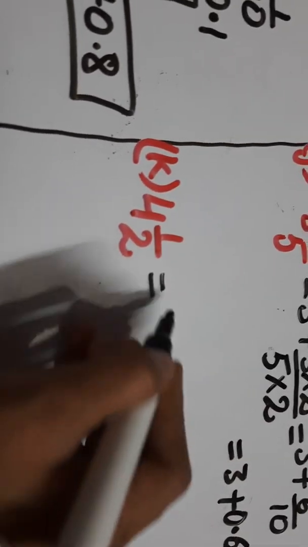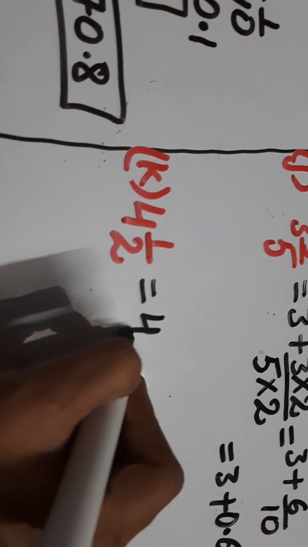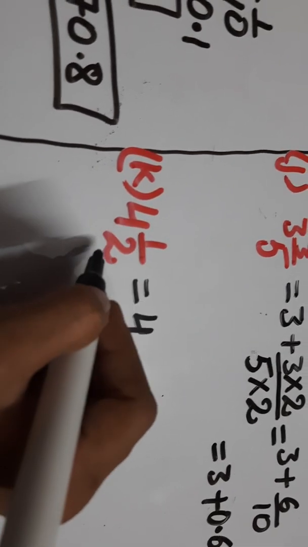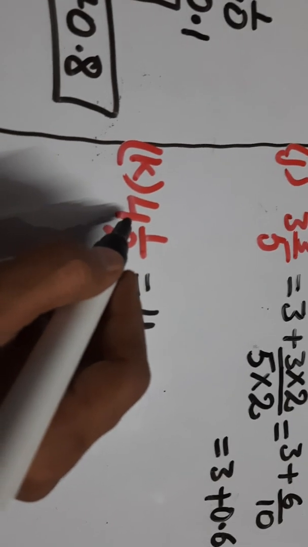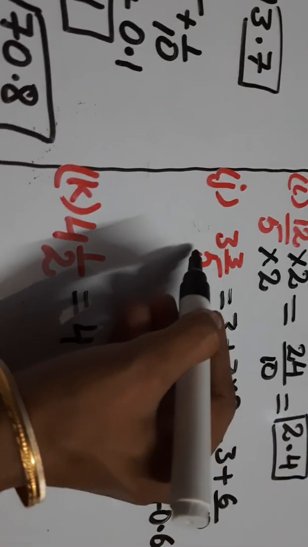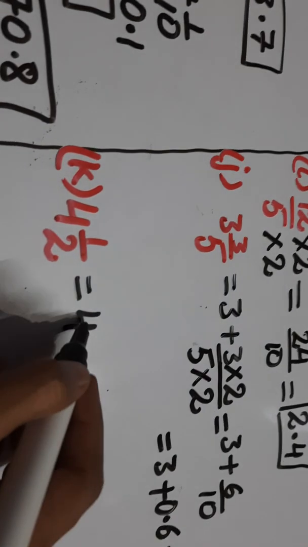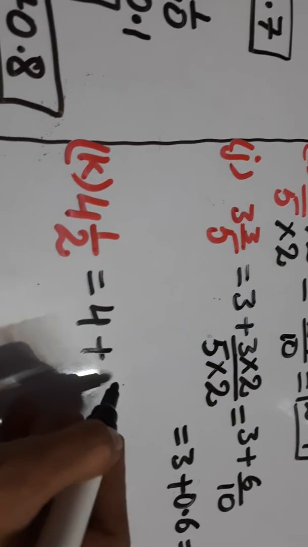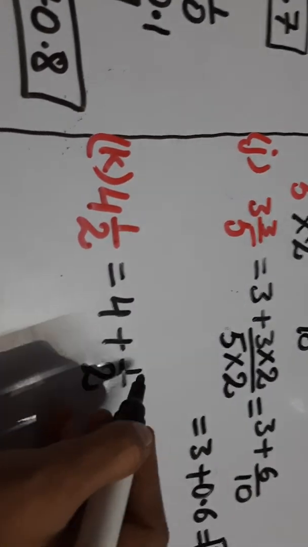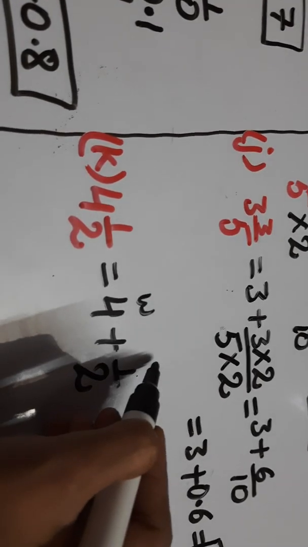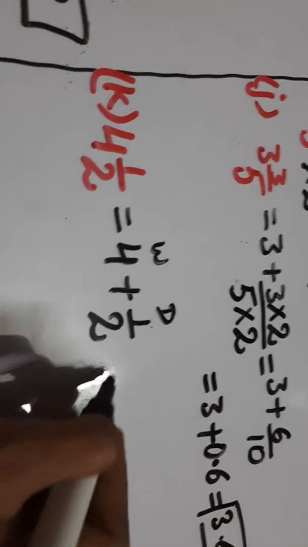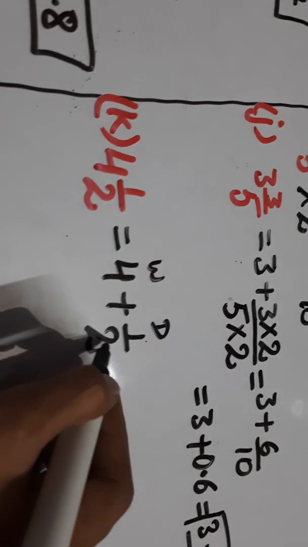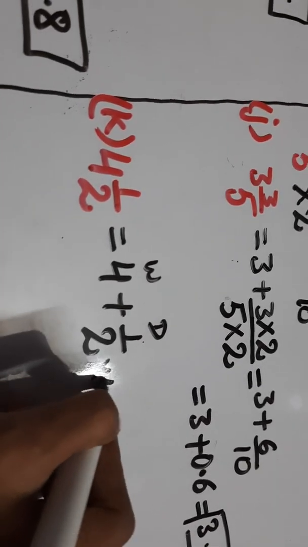Now again, mixed fraction is there. Try it yourself. 4 is the whole number. 4 whole 1 by 2. You should read it out like this only. 4 whole 1 by 2. So 4 whole plus 1 by 2. But this is the whole part. This is the decimal part. To convert this into decimal, we need a 10 in the denominator. No 10 is there. So 2 will be multiplied by 5 to make it 10.